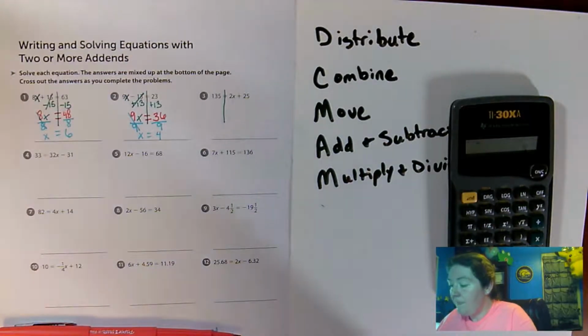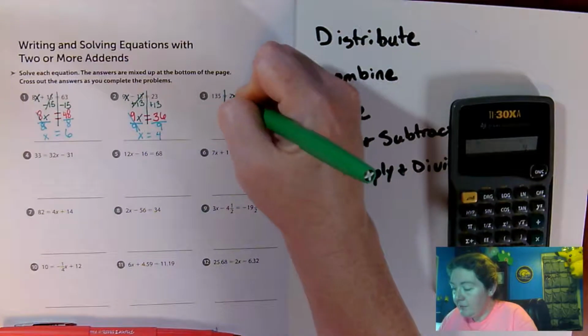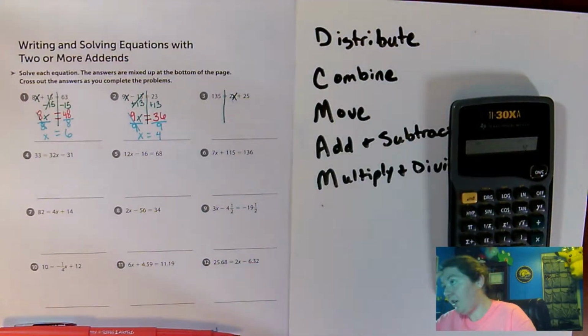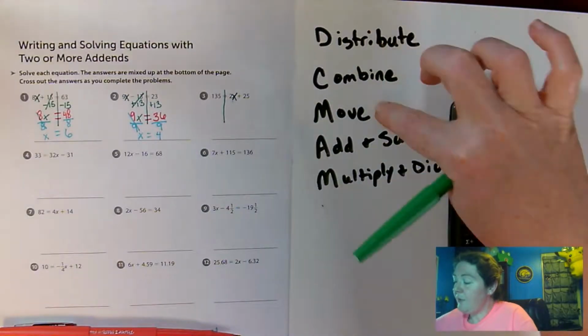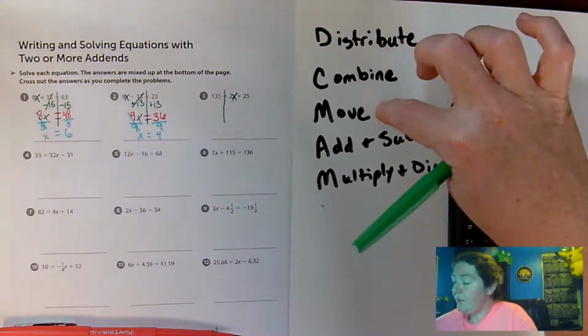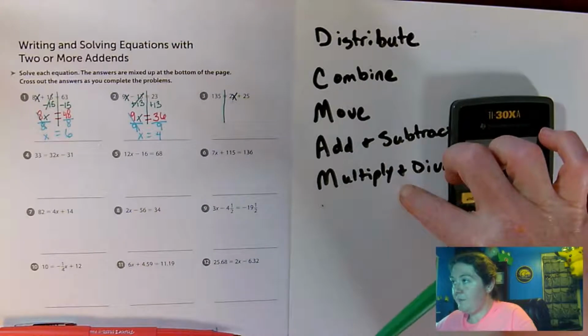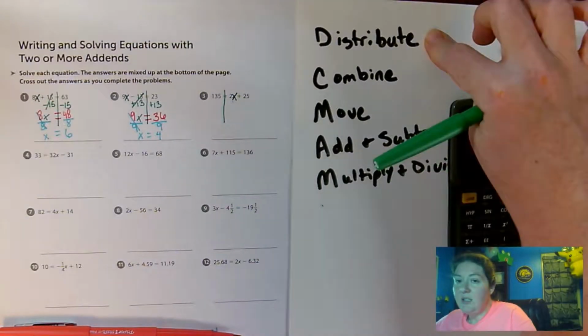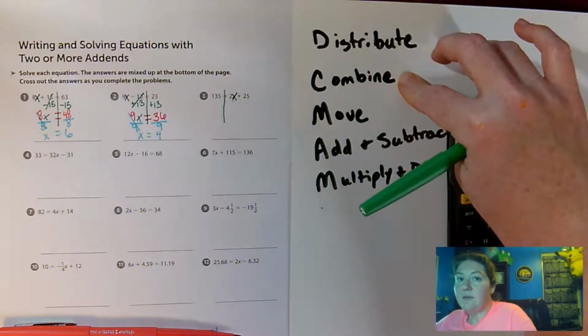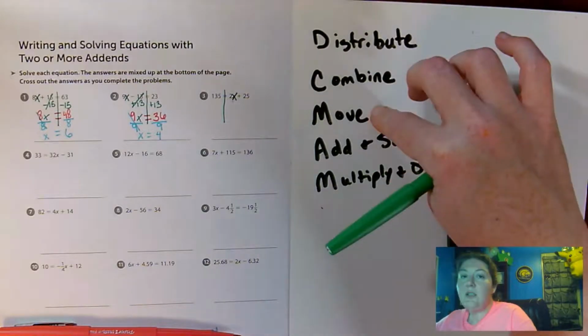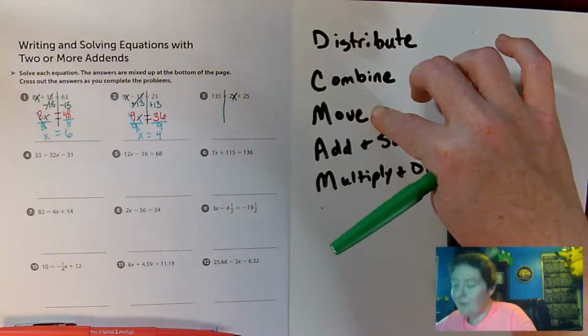So, who am I trying to make happy? Still trying to make Mr. X happy. Go through my steps. Don't call me after midnight. Distribute, combine, move, add, subtract, multiply, and divide. Do I have anything to distribute? No. Do I have anything to combine? No. Do I have anything to move? No. We haven't done that yet.